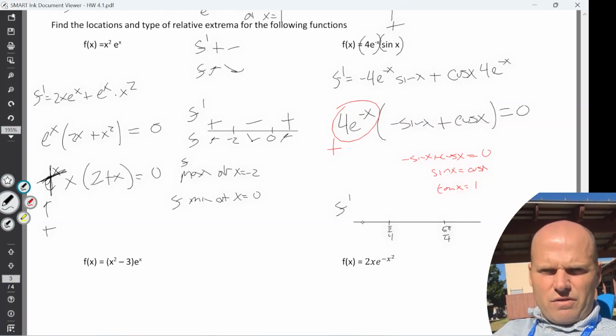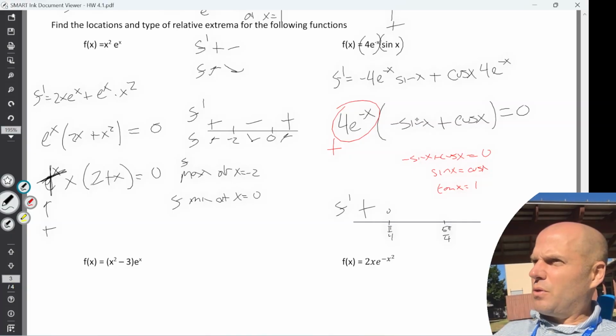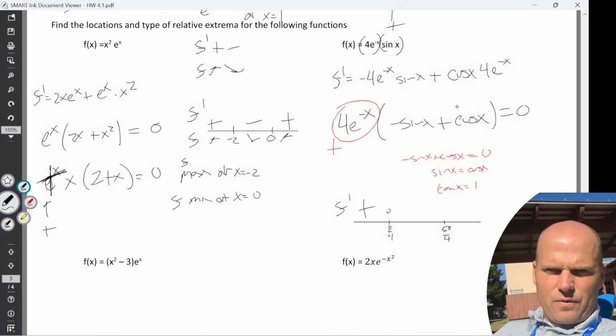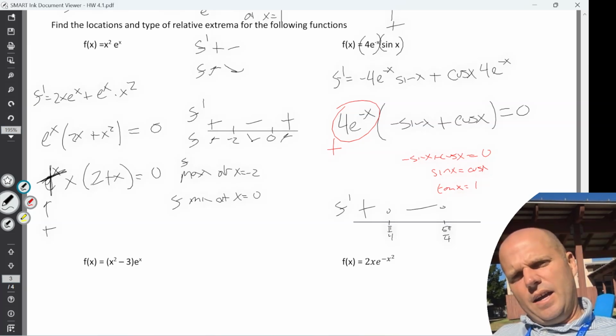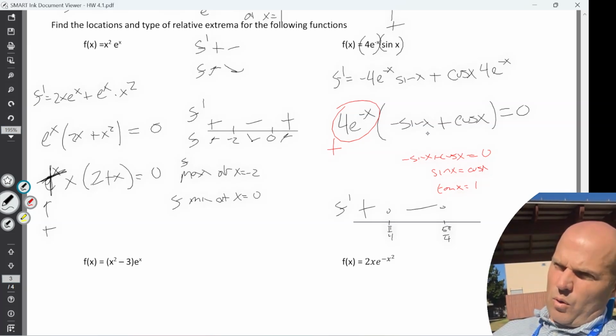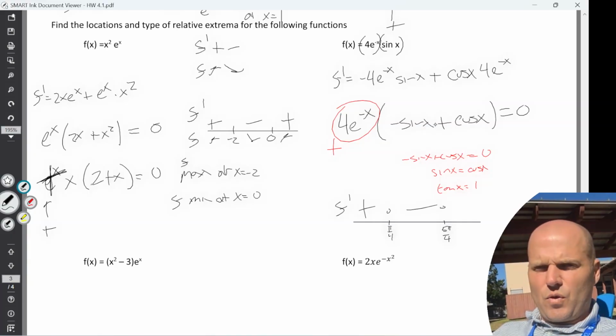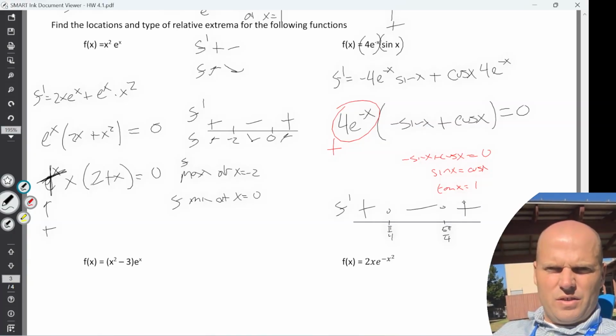If I plug in 0, positive, cosine of 0 is 1, positive. If I plug in pi over 2, positive, sine of pi over 2 is going to be 1, we get negative, cosine of pi over 2 is 0, negative. 5 pi over 4, let's go to 3 pi over 2. Let's go to 2 pi. Sine 3 pi over 2 is -1. Make it negative, then it's positive 1. So this is going to be positive.